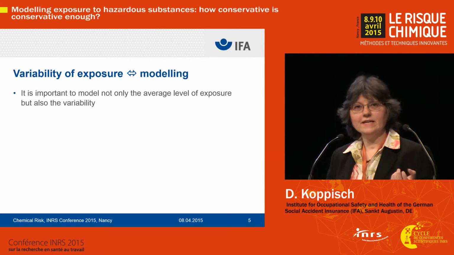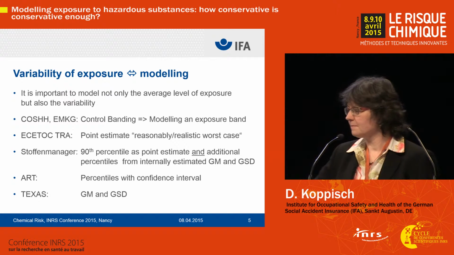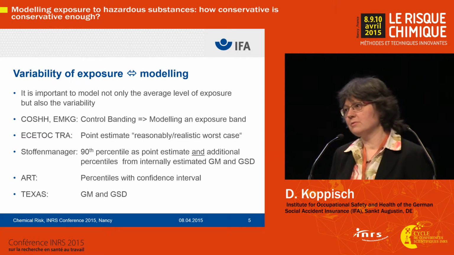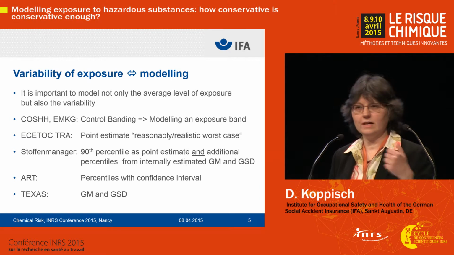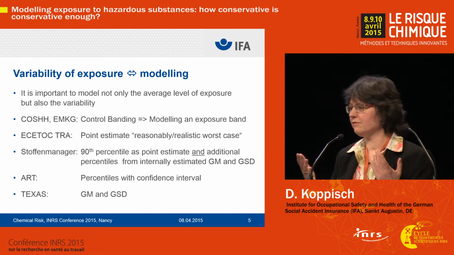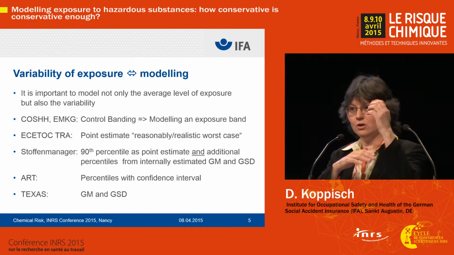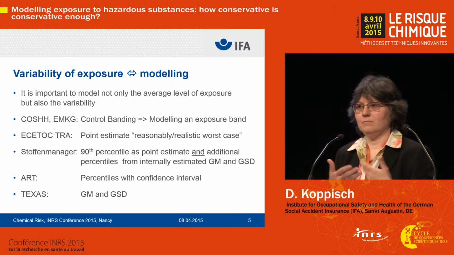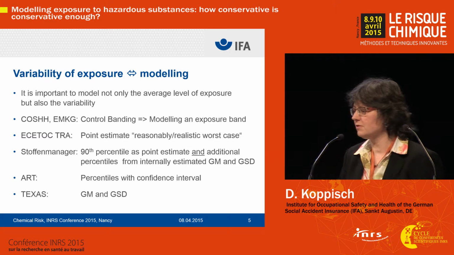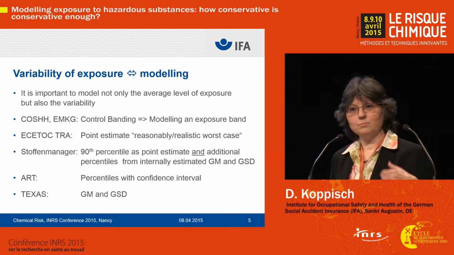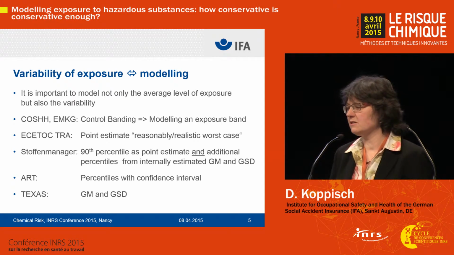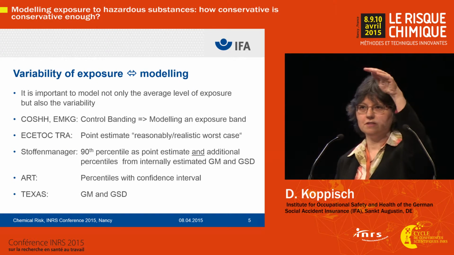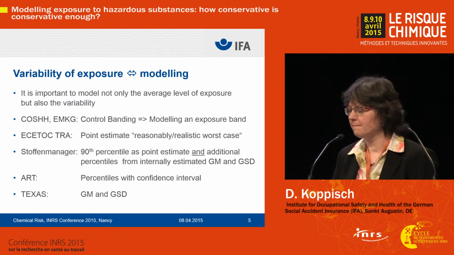Now, this is already taken into account in quite a lot of models. I have here some examples. The control banding tools, perhaps you would first say, well, they have one value, but in reality, they don't have a value, they have exposure bands, and normally they are 1 order of magnitude. So this factor of 10 is already modeled by these control banding tools. EasyTRA has a point estimate, but they say it's a reasonable or realistic worst case. So they are modeling the upper end of the exposure distribution.